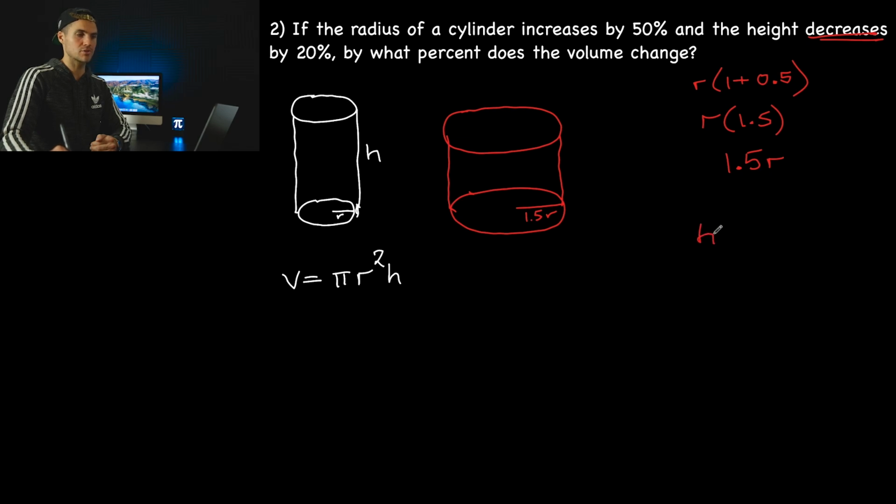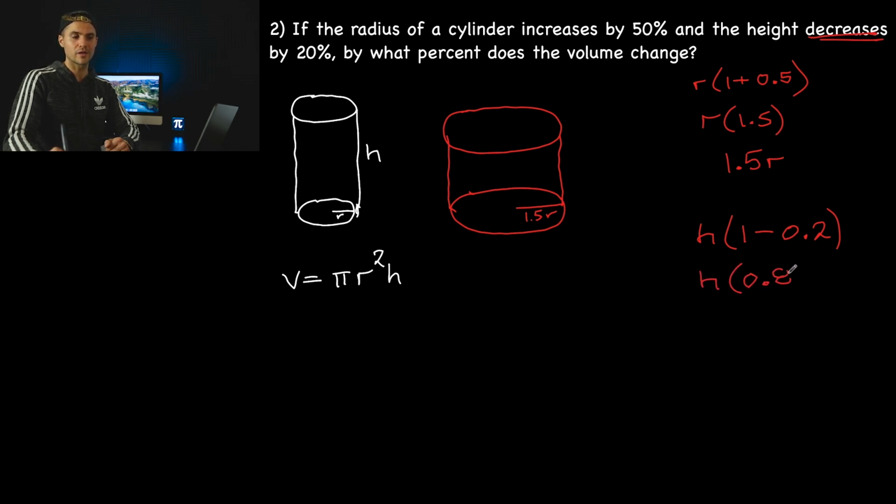So we're going to take our original height, and we're going to have 1 minus, instead of plus, instead of increasing by a certain percentage, we're going to be decreasing it by 20%. And the 20% we have to convert to a decimal. 20 divided by 100 is 0.2, like that. And so we're going to take our height and multiply it by 0.8. So our new height is going to be 0.8 h.